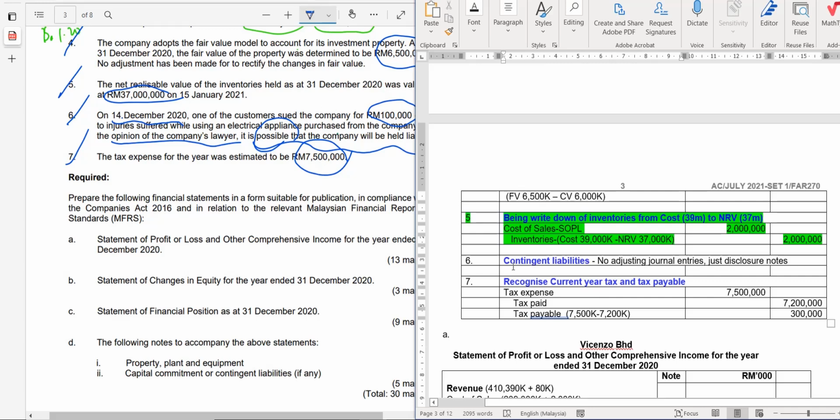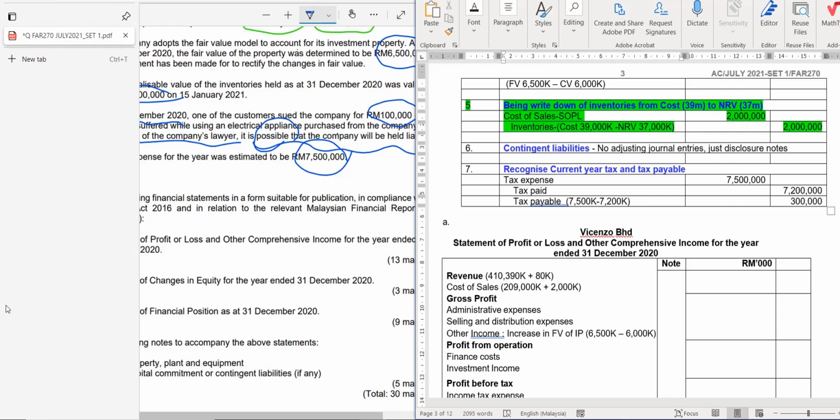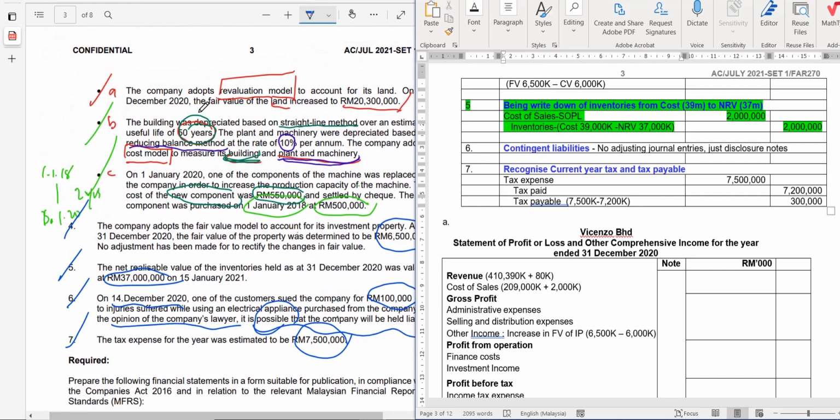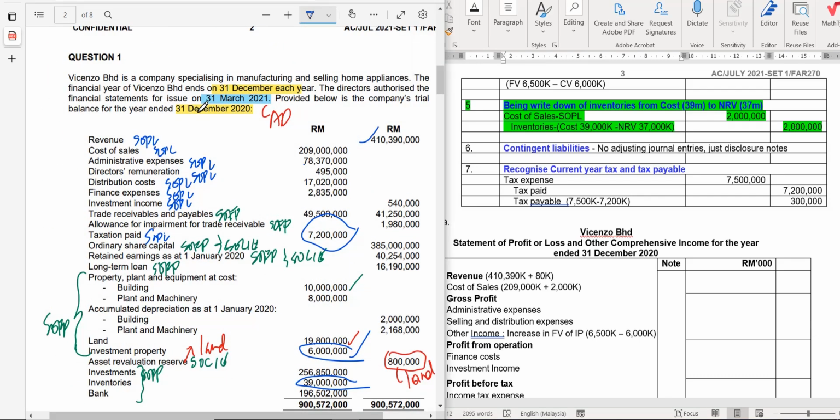We can now prepare our financial statement. So we start off with the revenue. So of course, the revenue, you are going to take note the revenue coming from the one given in the question here. So make sure all items are being included where necessary.